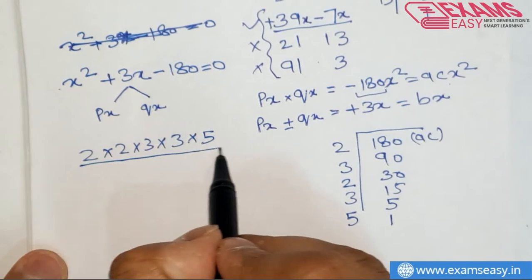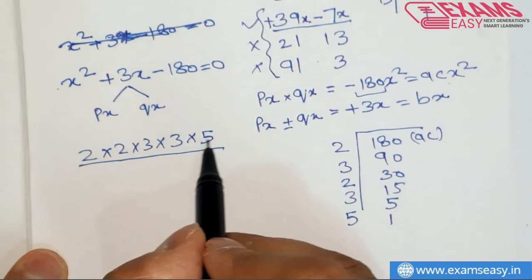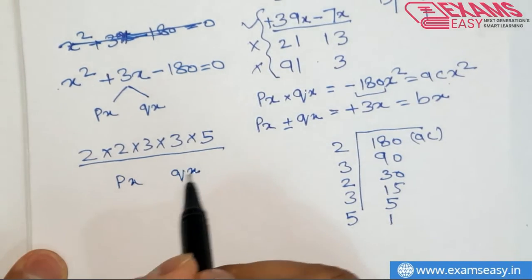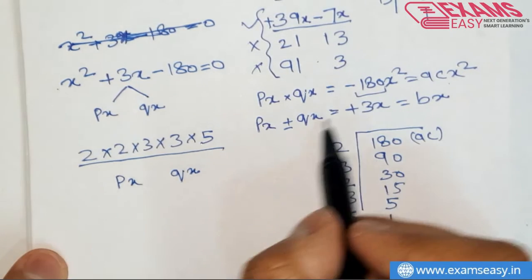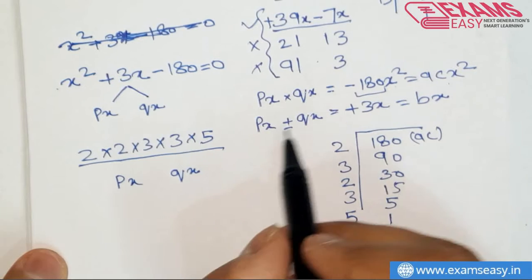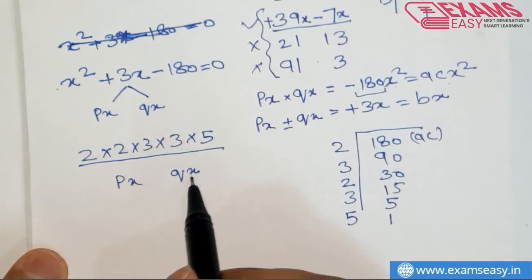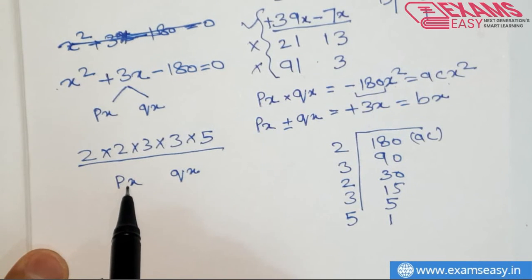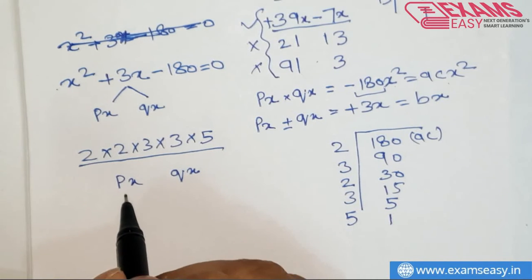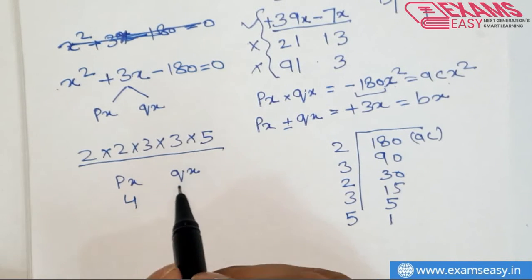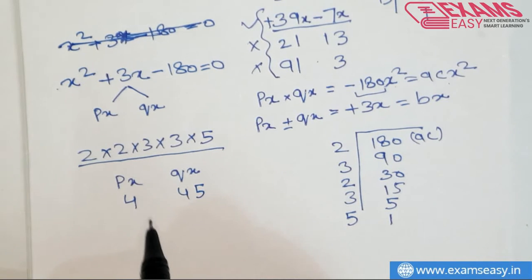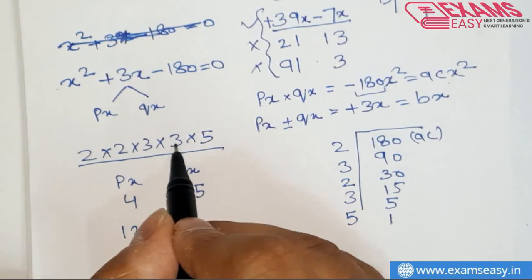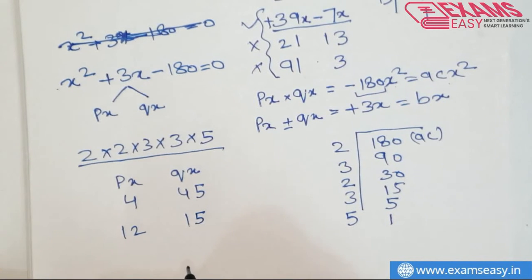So with these factors we have to multiply these digits and get only two digits px and qx in such a way that it will give us the product minus 180x square, and the sum or subtraction of these will give us plus 3x. So let us see the possible combinations. So 2 into 2 is 4, 3 into 3 is 9, 9 into 5 is 45. This is one possibility. 2 into 2 into 3, that means 12, and 5 into 3 is 15. This is one possibility.